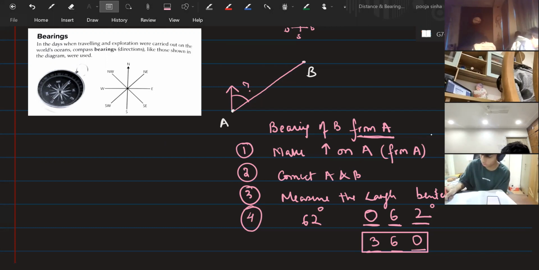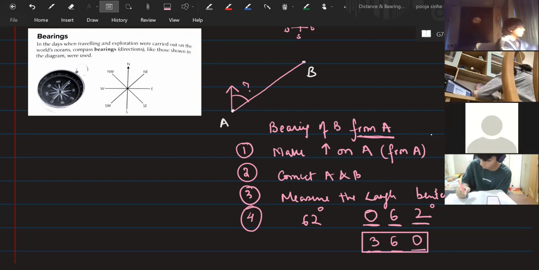Tanishka, wait. You will need a protractor. Did you understand the meaning of what bearing actually is? It's very, very simple.